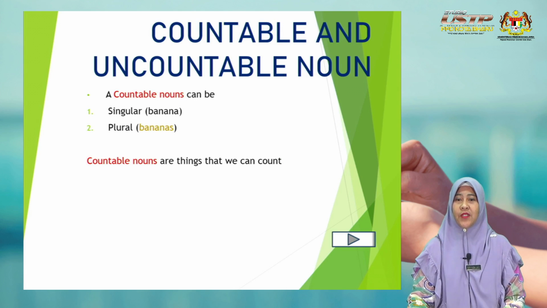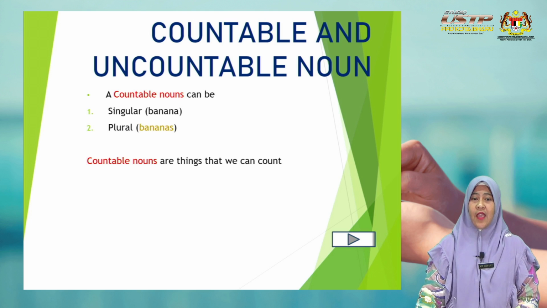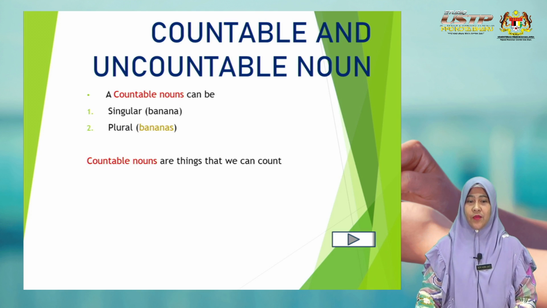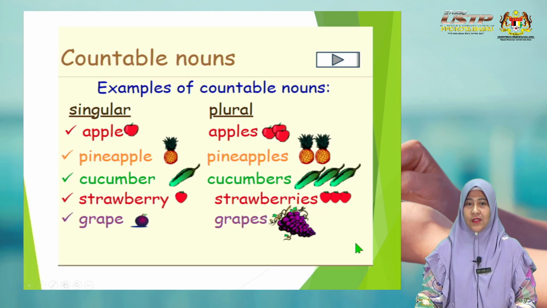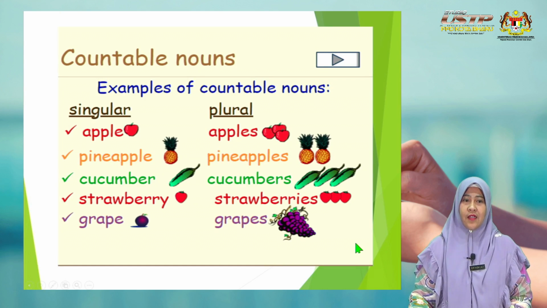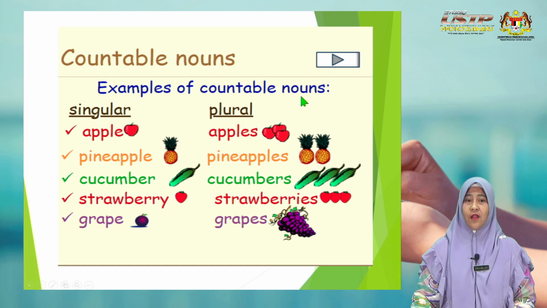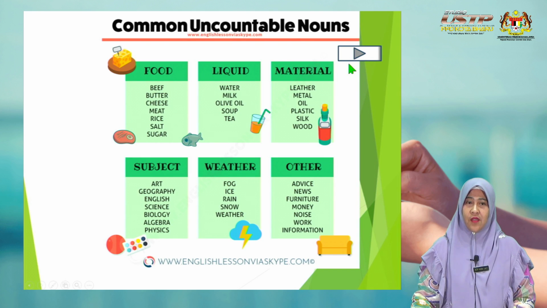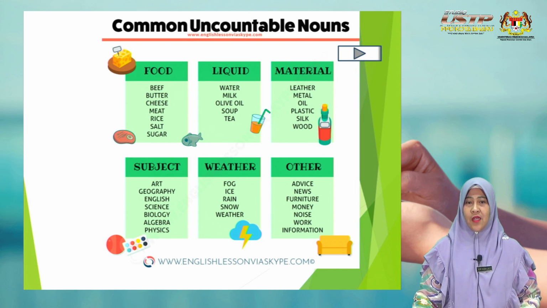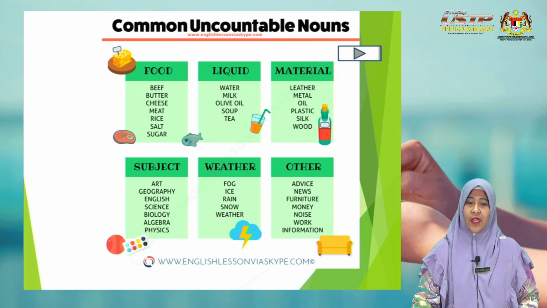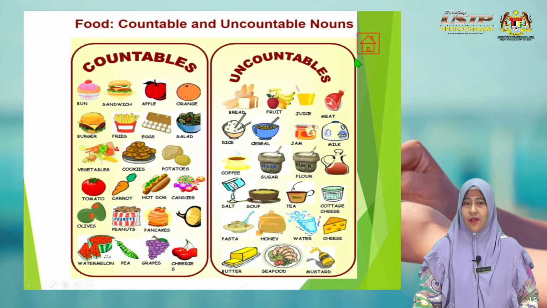Countable and uncountable nouns. Countable nouns can be singular and plural. Countable nouns are things that we can count. Okay, these are some examples of countable nouns. These are some examples of uncountable nouns. And these are also some examples of countable and uncountable nouns.